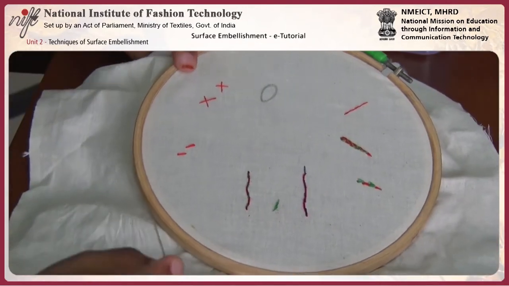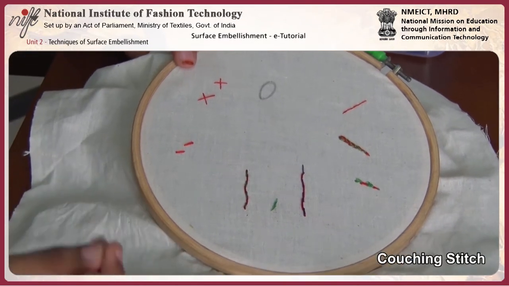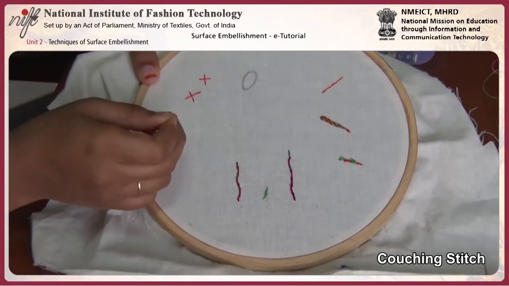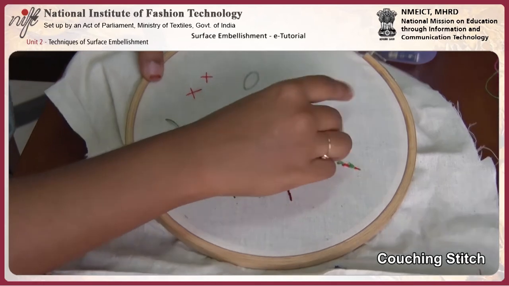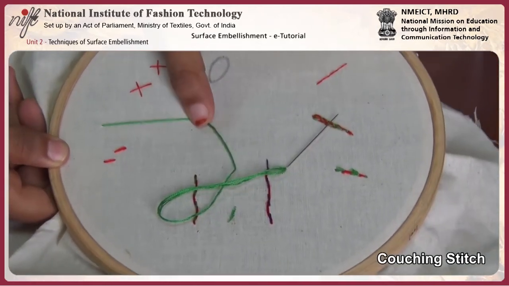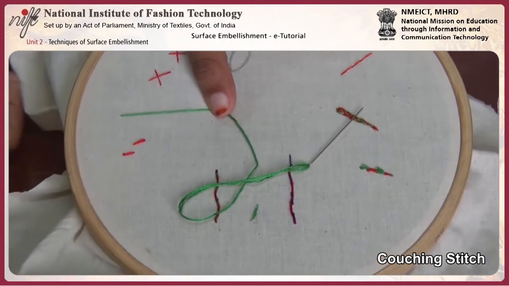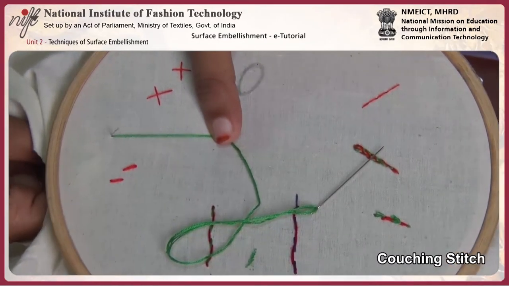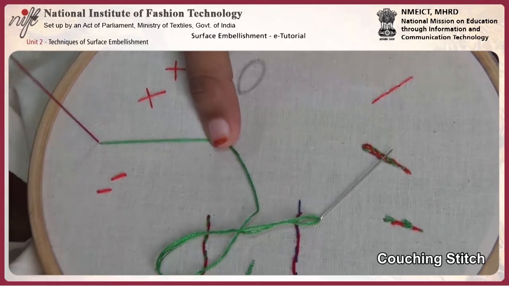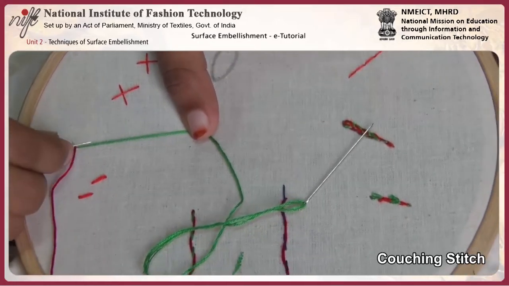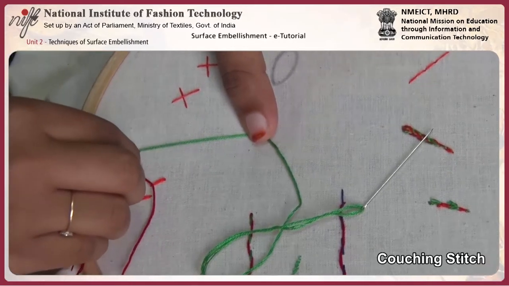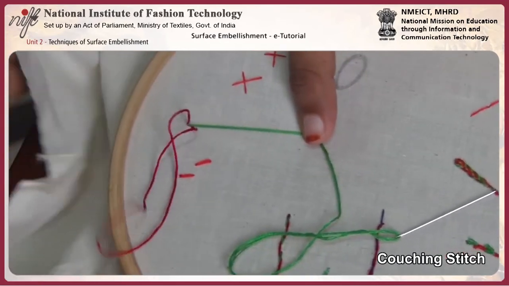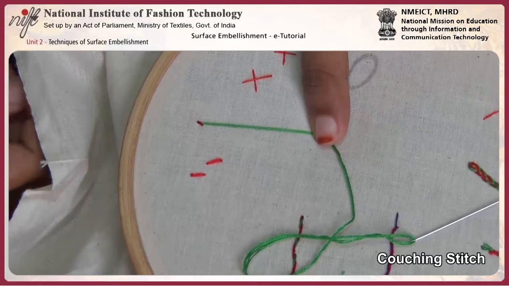The next stitch is couching. For that you need two colors threaded in different needles. Take the first color. Now hold this thread with your thumb. Take the other color thread. Couch the green color thread.